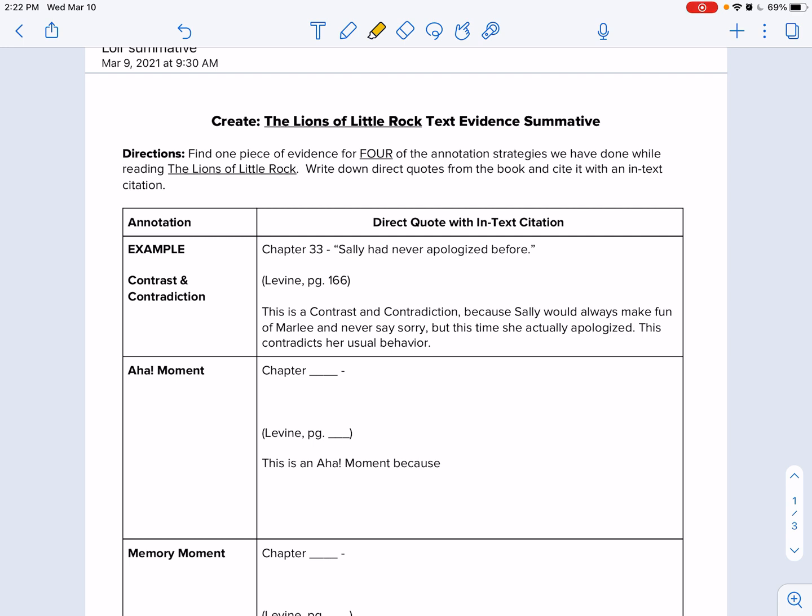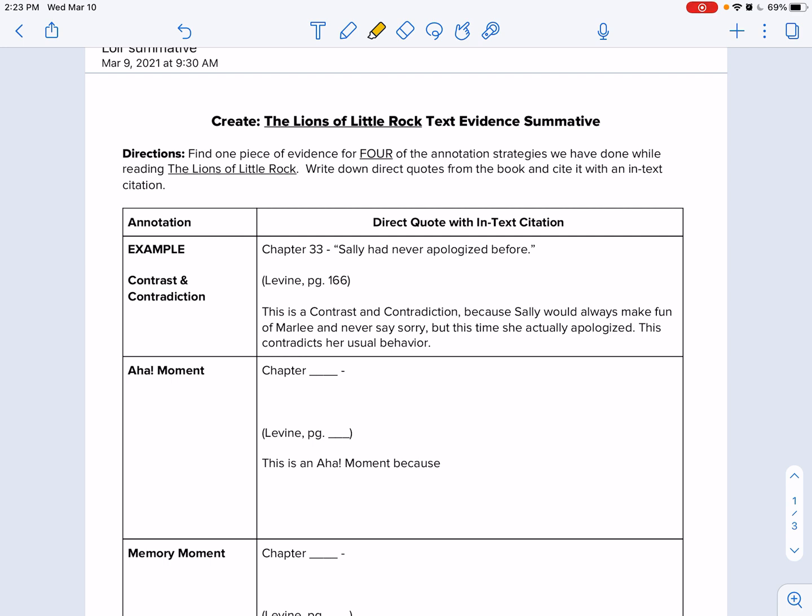If you made below a 70 and you need to reassess, just know that you can only make back up to a 70 for this summative. For those of you who have not turned it in yet, you can still make up to full credit for this assignment, but you do need to turn it in by tomorrow.